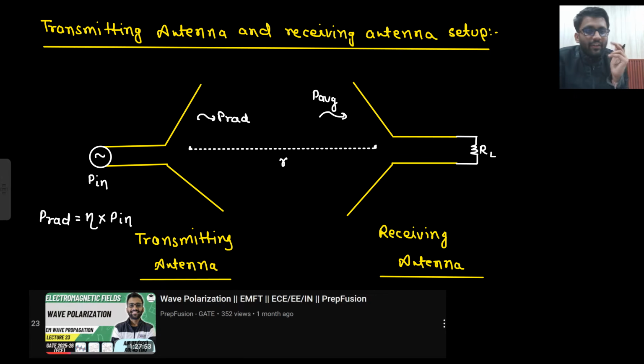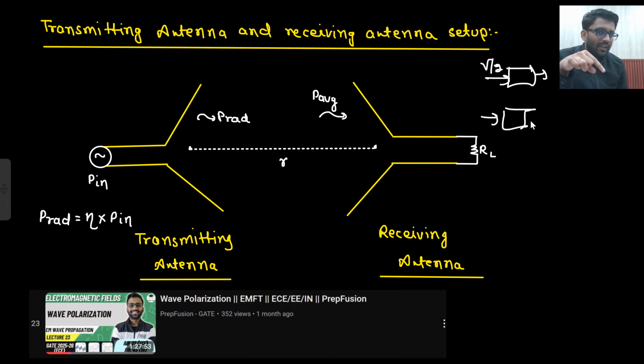When I told you the definition of antenna in the very first lecture, what did I say? If I give V I, it should give me E H. And if I give E H, it should give me V I. What was the definition of antenna? If I give V I, give me E H. If I give E H, it should give me V I.